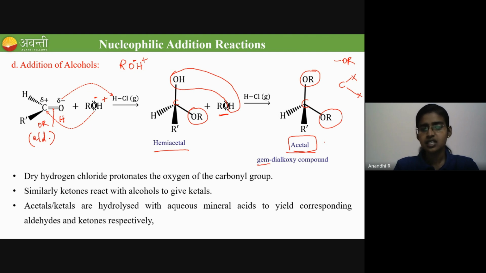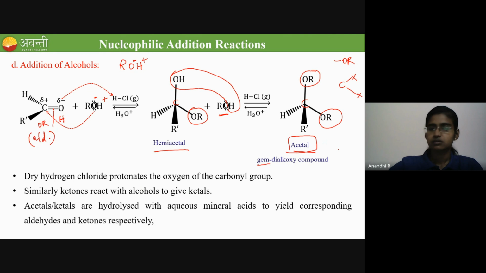Acetals and ketals are hydrolyzed with aqueous mineral acids to yield the corresponding aldehydes and ketones respectively. So you can see here the acetal or ketal is treated with H3O+ and it forms the hemiacetal again, and then this hemiacetal on treatment with H3O+ again forms the aldehyde or ketone back. Got it? It is a reversible reaction.